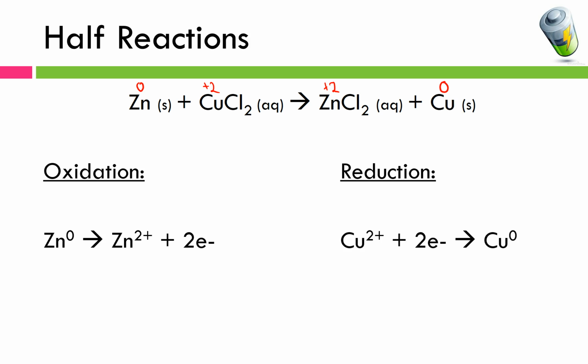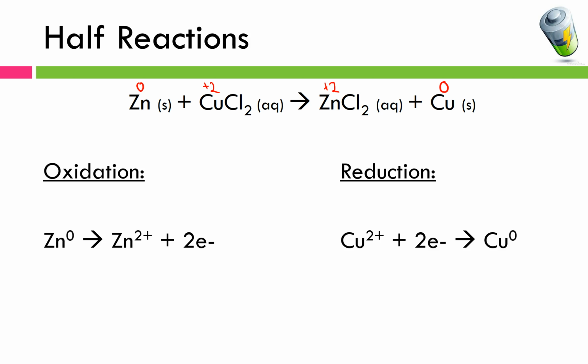Over the course of the reaction, copper 2+ ions gain 2 electrons. Again, we need to make sure charges are balanced. We start off with Cu2+. We end up with Cu with an oxidation state of 0. So to balance the charge, we've got to make sure that we add those 2 electrons in.